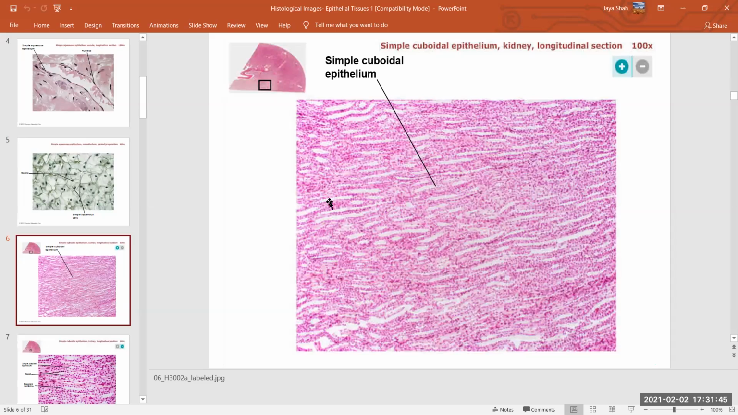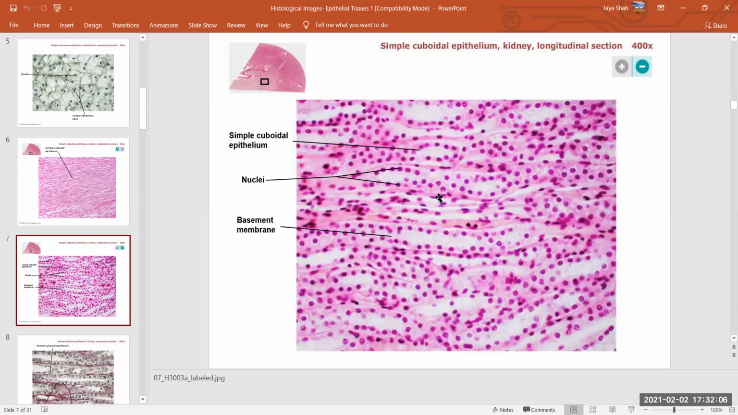Another simple cuboidal epithelium, the longitudinal section of the kidney, which we saw earlier. This is the lumen of the tube, and you see all the small nuclei around it. Basically, you can see dots, dots. Those are the simple cuboidal epithelium. Their basement membrane is on this side. If you magnify, then you will see better.